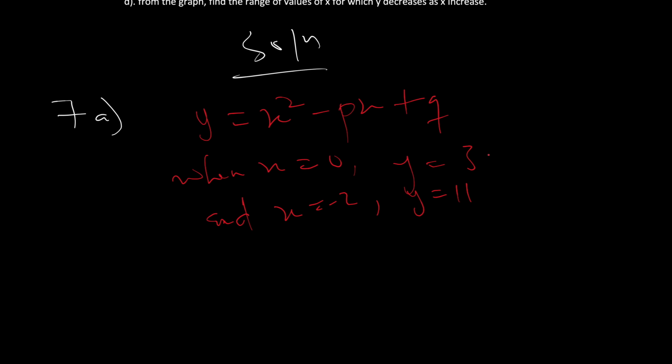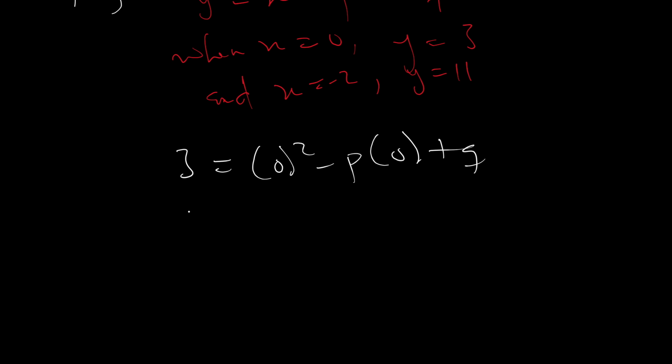So let's take 0 and 3. So when x is 0, y is 3. So y will be 3 equals 0 squared minus p of 0 plus q. When we do this, we should get 3 is equal to 0 squared is 0. P times 0 is 0, so we have q. So then our q will be equal to 3.